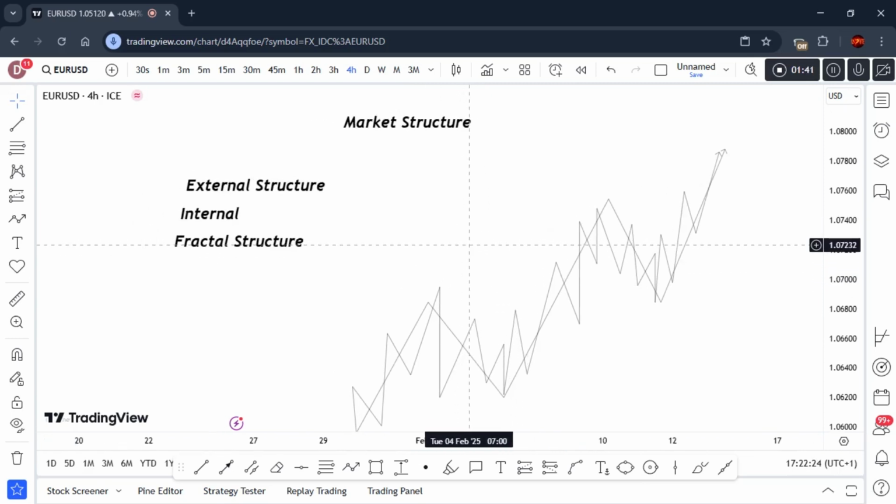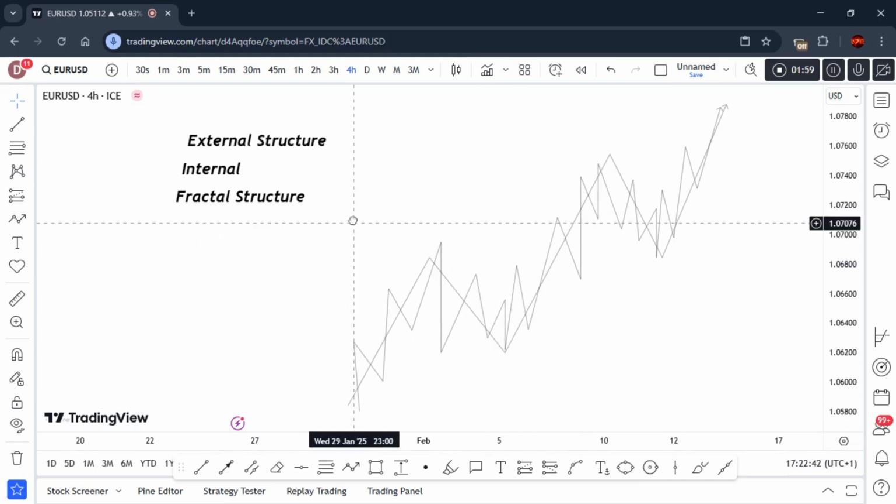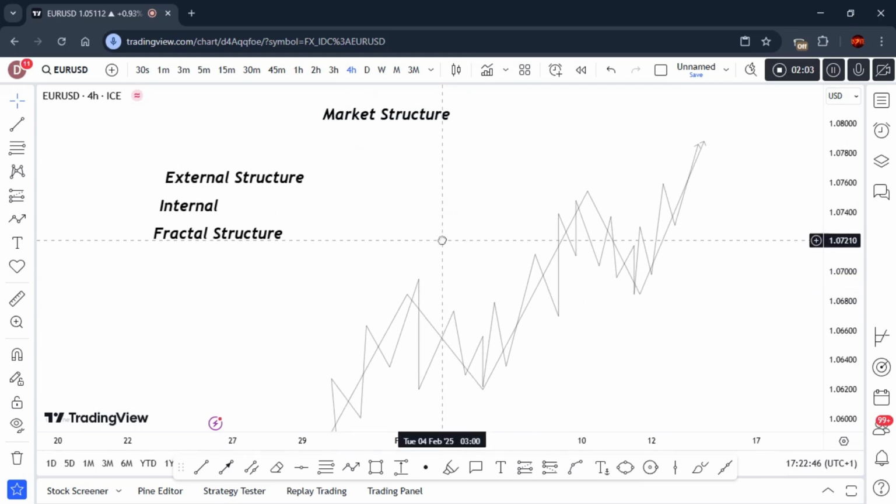Okay. So, like I said, we've talked about the three types of structure already in my WhatsApp community, which are the external, internal, and fractal structure, right? For the purpose of those who are watching this for the very first time, I'm going to explain briefly what these structures are, and then we'll move directly to the live aspect to see how it works on the chart.